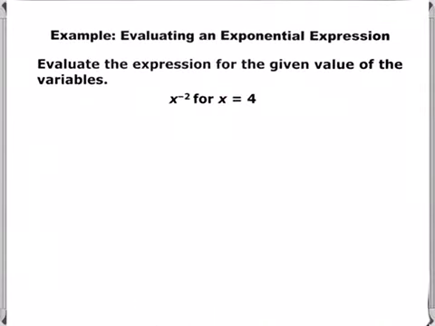We want to evaluate expressions for the given value of the variables. Before we evaluate the expressions, we first want to simplify them or change them so we don't have negative exponents. So that means we'd have to move this underneath. So changing this, we get 1 over x squared. Then we're going to plug in 4 for x. So I've got 1 over 4 squared, which gives me 1/16.